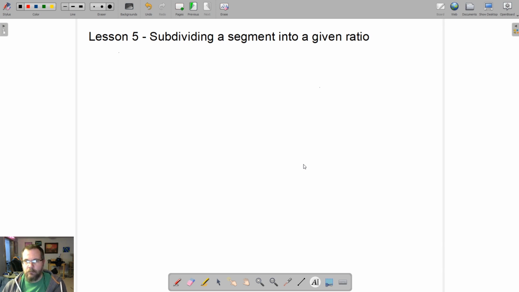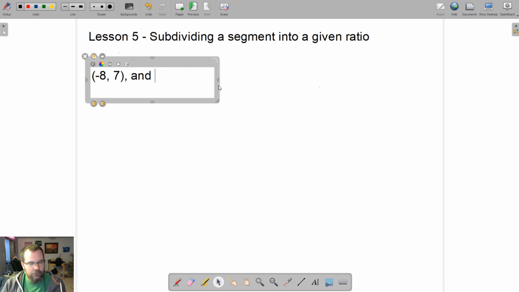Okay, so let's dive into the lesson here. We're going to talk about subdividing a segment into a given ratio. This was going to be lesson 6, but now because of everything that's happened, it's now lesson 5. So if I have a set of points here, I'm just going to pick these points at random. I'm going to do, let's say, (-8, 7), and the other point is going to be, let's do (8, 5).